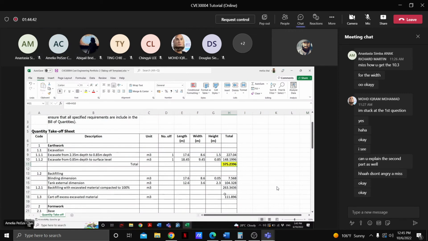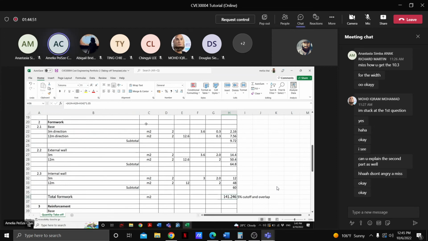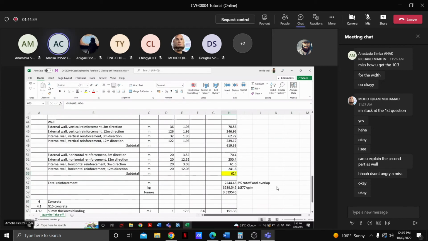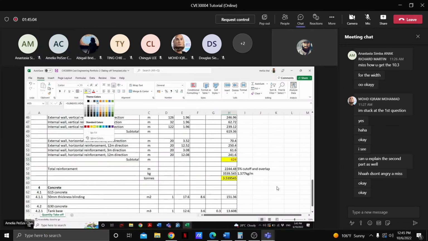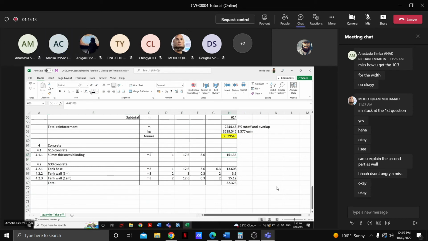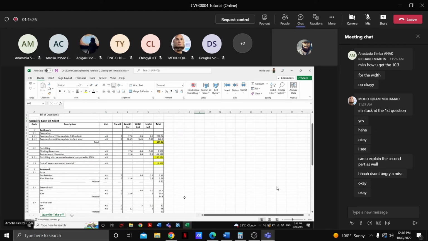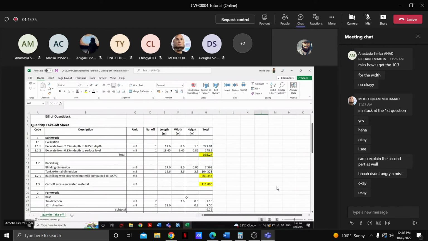Backfilling, access. Okay, so from work, same. Here, total. Okay, we look into this one. What else? Okay, this one, and this one. Okay. You all can get the same answer.